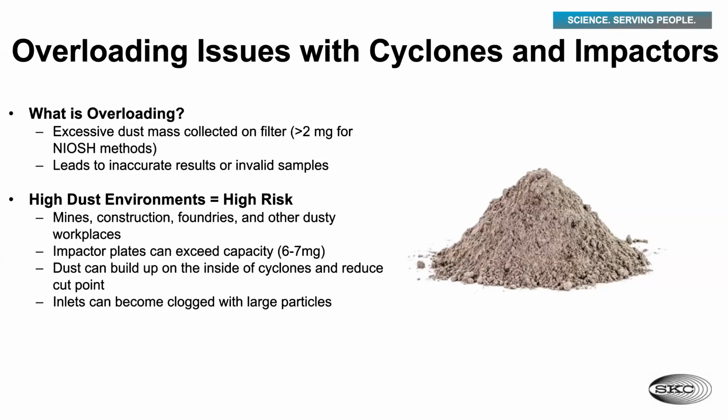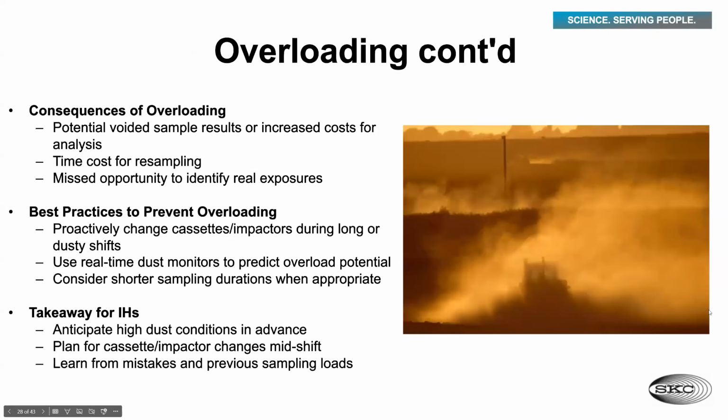And there was one time I remember when I was cleaning out a cyclone after a shift, I noticed that there was a chunk of dirt that was plugging probably 2/3 of the inlet of my cyclone. That is a very good reason why that particular sample would not be valid. And that, again, allows you another opportunity to go and resample that particular task. So again, we're going to have some consequences of that from voided samples.